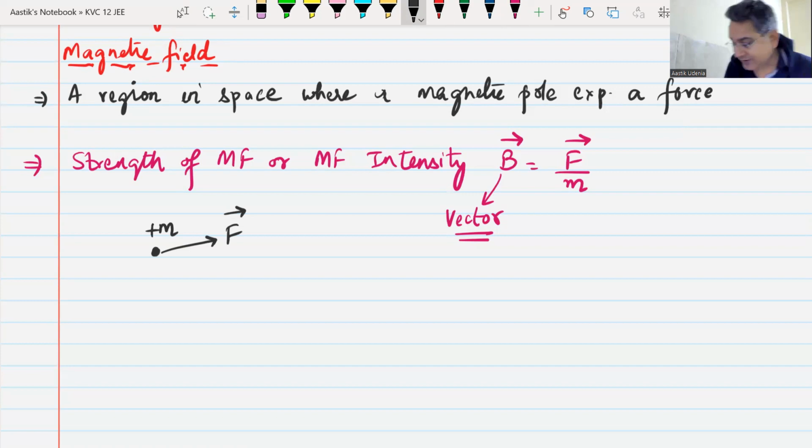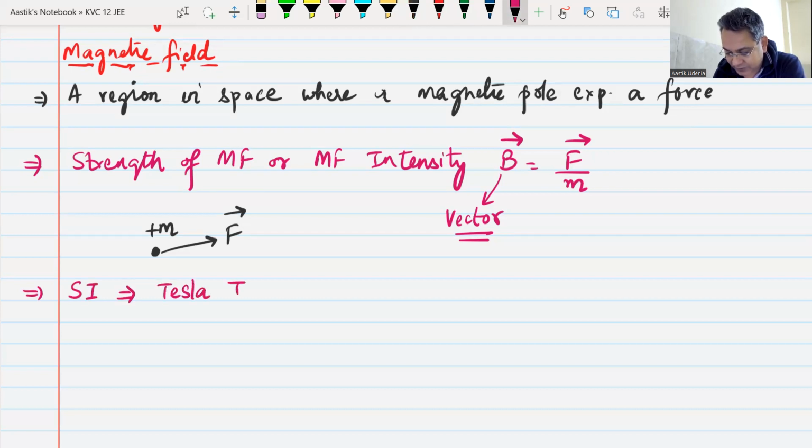Magnetic field or magnetic field intensity or magnetic flux intensity. The SI unit of magnetic field is Tesla, capital T, or you can also call it Weber per meter square.